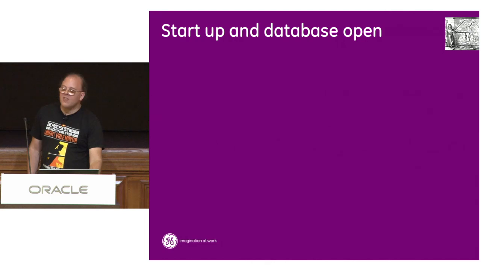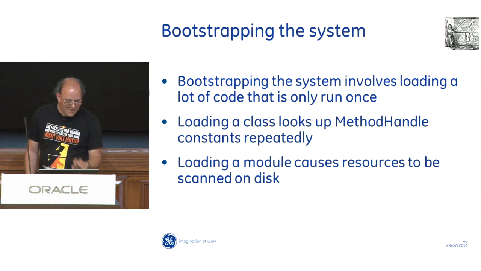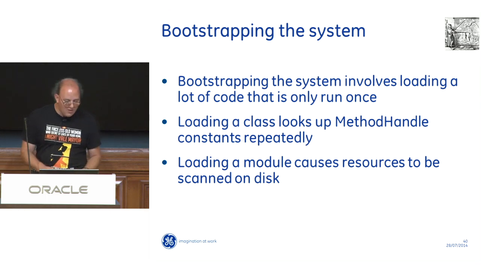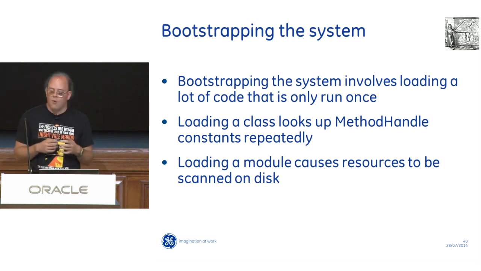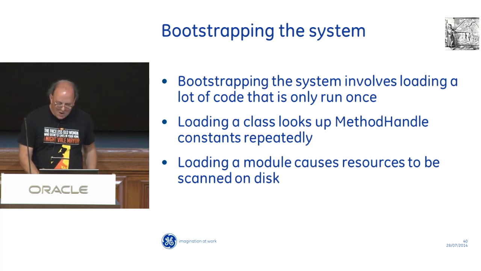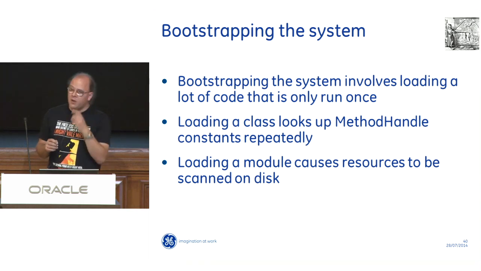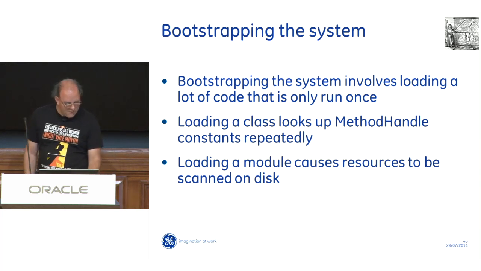So, startup speed and database opening. Bootstrapping the system, we have a lot of code that needs to be pulled in, and we don't compile it every time. We compile it to bytecode, and so we're really interested in how quickly we can pull that bytecode in. Loading classes looks up MethodHandle constants a lot. That's a fairly time-consuming process. Especially because our production system is running inside an OSGi environment, so we don't work well with the caching that the JDK has at the moment for MethodHandle constants.